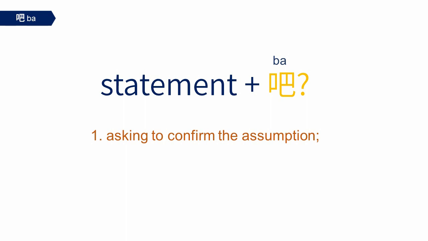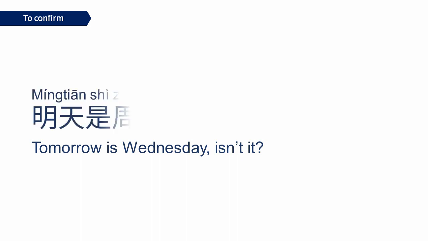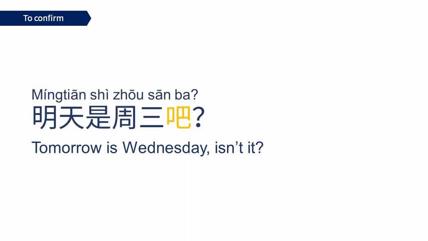Next one. Tomorrow is Wednesday, isn't it? So you're thinking it's Wednesday tomorrow, but you still want to double check. Please try to ask in Chinese. Correct. 明天是周三吧?